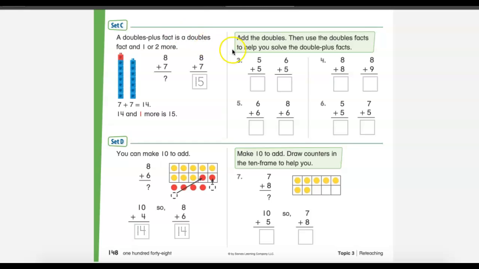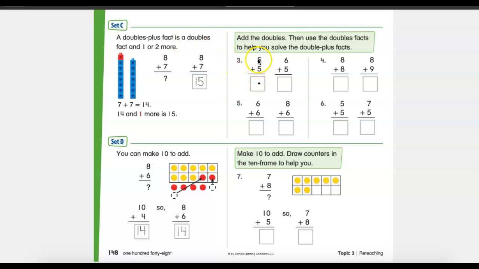When you look at set C, numbers 3 through 6, it tells us to add the doubles. Then use the doubles fact to help you solve the doubles plus fact. So for numbers 3 through 6, first solve the doubles fact: 5 plus 5, 8 plus 8, 6 plus 6, 5 plus 5. First solve the doubles fact, then look at the doubles plus fact.